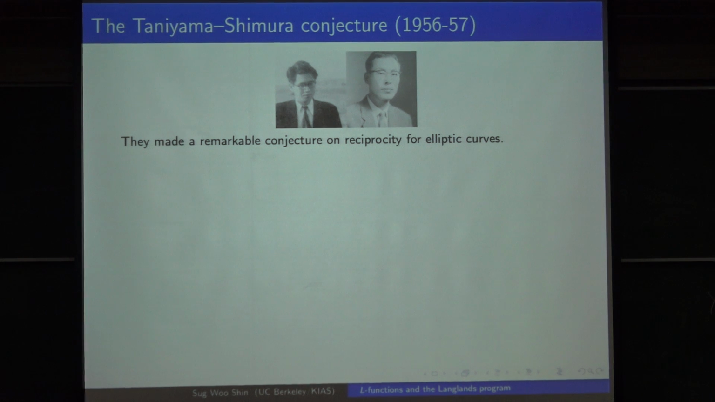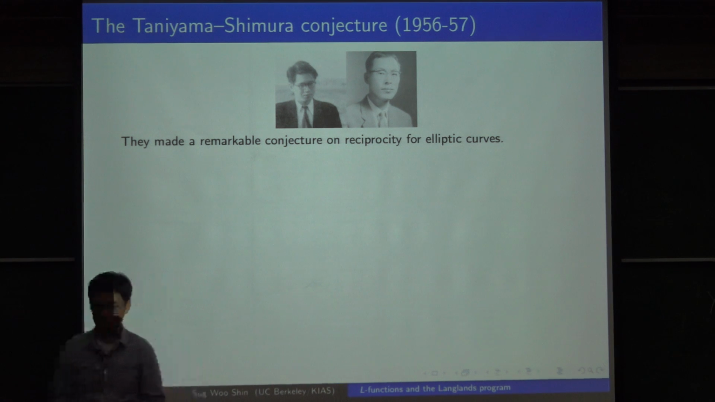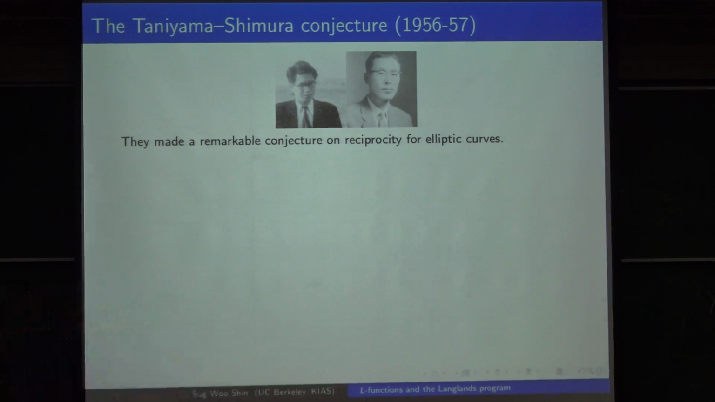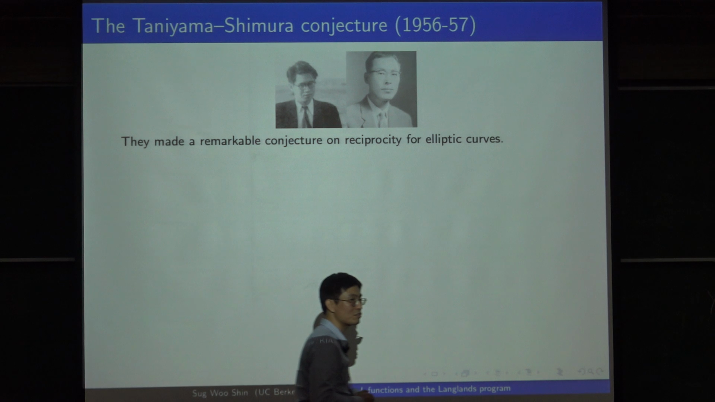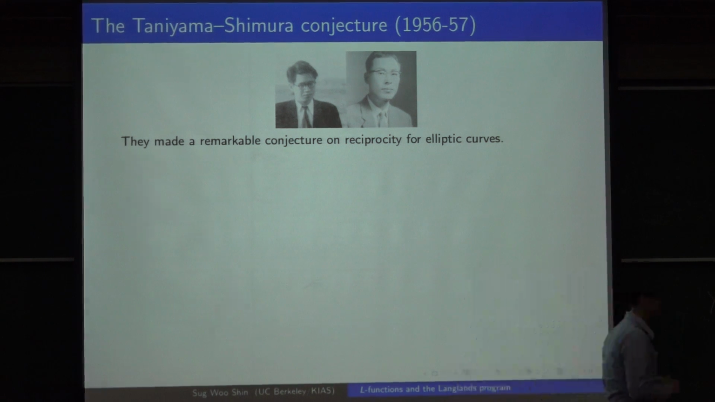Now I'll tell you what Taniyama and Shimura conjectured. Well, I believe they had kind of less complete information, but still, they were able to make a totally remarkable conjecture about elliptic curves and modular forms. And that's on reciprocity for elliptic curves.